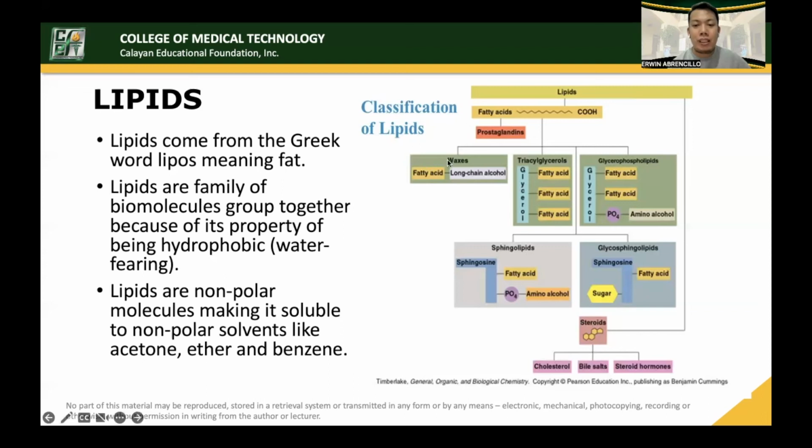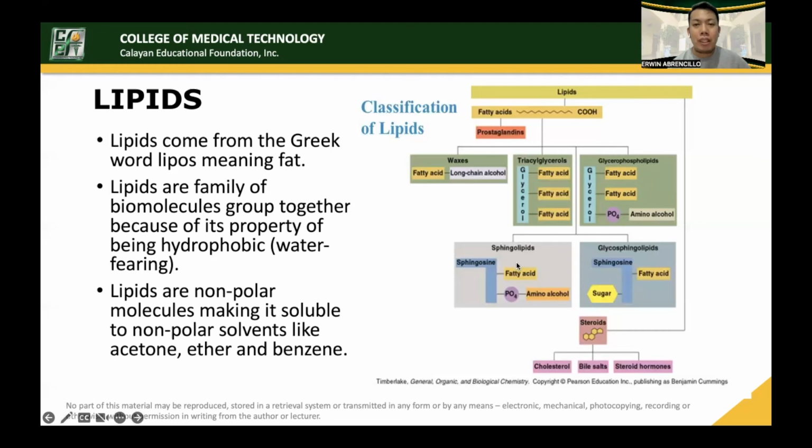On the other hand, the structure of the classification of fatty acids includes, for waxes, a fatty acid and then a long chain of alcohol. And then for triacylglycerol, you have here the glycerol that is bonded to three fatty acids. And for glycerophospholipid, you have here glycerol, two fatty acids, and then a phosphate group, PO4, and then an amino alcohol that is attached to the phosphate group.